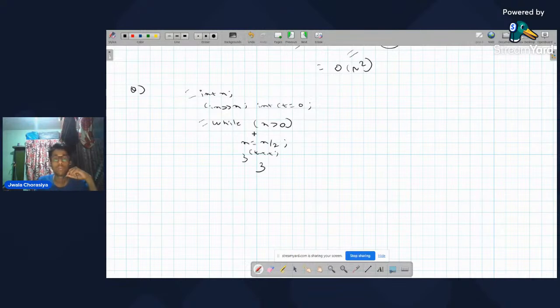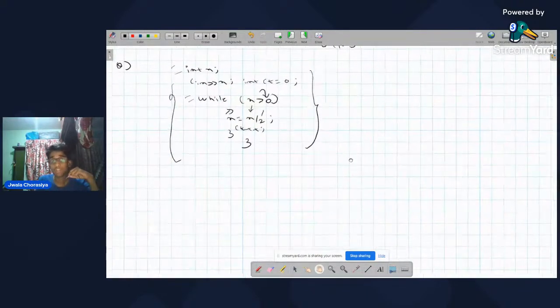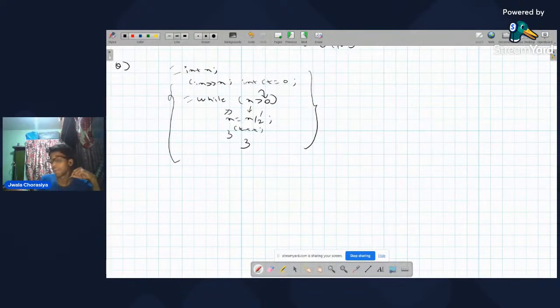I am running a while loop, and I'm checking until that integer n becomes 0. How am I doing it? I am dividing that n by 2 until it becomes 0. Are you getting it? So let's check what will be the time complexity of this. It's not a linear iteration. Every time it's becoming half, right?